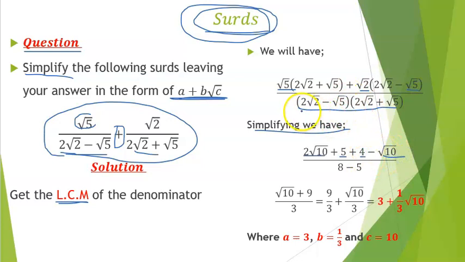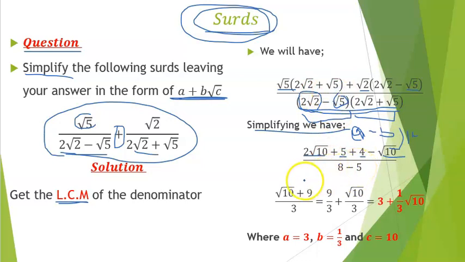Once we know this, look at the denominator. You realize that this is a difference of two squares. If it's a difference of two squares, we recall that a minus b into a plus b is equal to a squared minus b squared. So on a quick one, you can just square this one. That means 2 root 2 squared is 8, and then root 5 squared is 5.